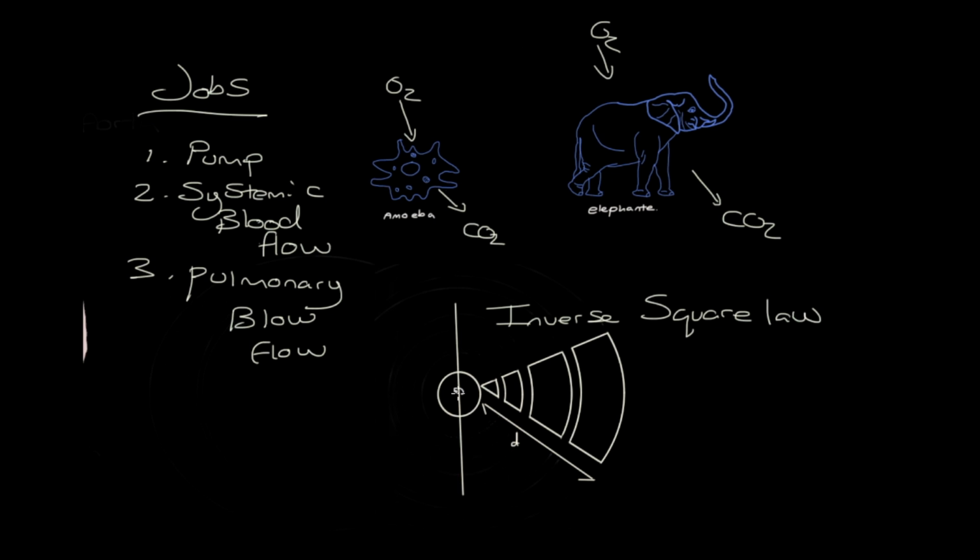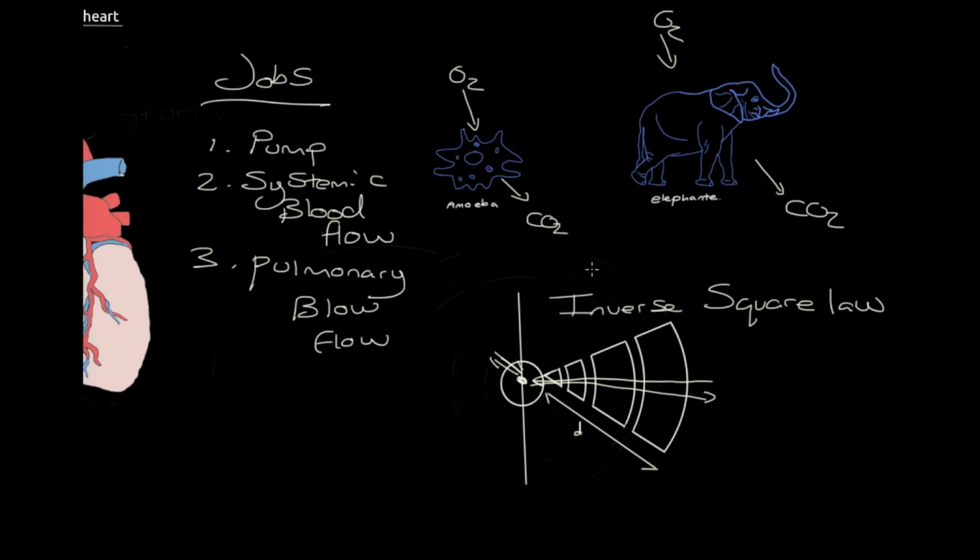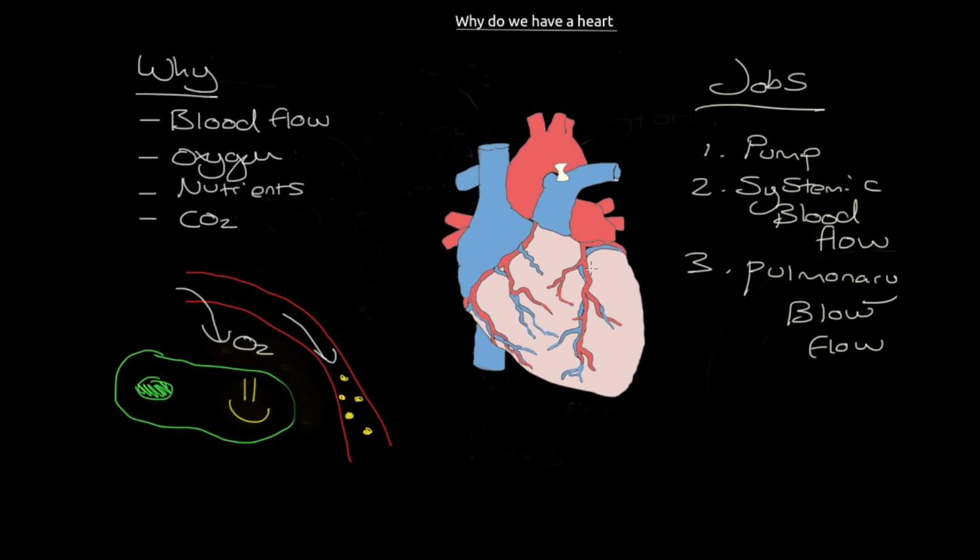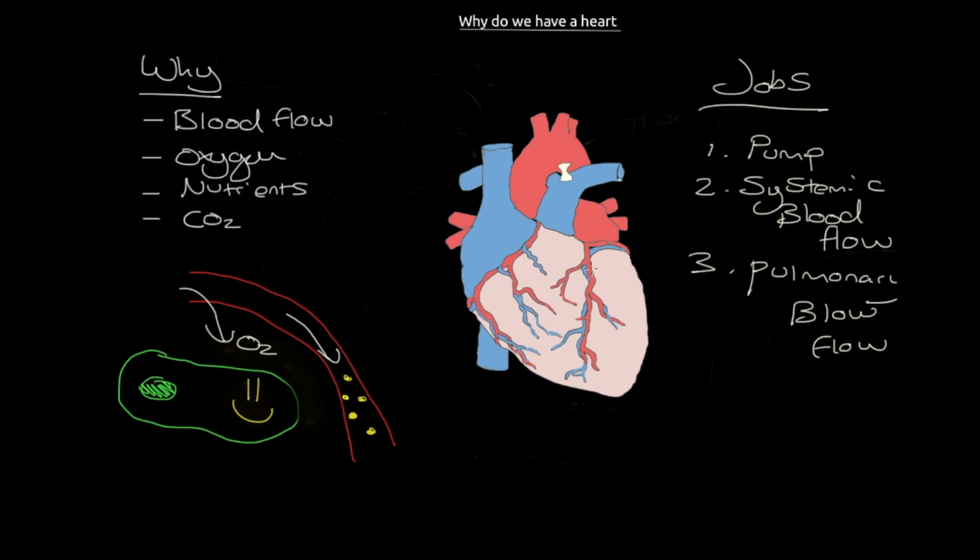So if this is the center of the elephant, or the center of the amoeba even, there's only one layer for the oxygen and the carbon dioxide to pass through, and that's the easy diffusion. But if we were to talk about the elephant, there's now all these layers that we need to go through just to get to the center. And that's not true just for the oxygen coming in, it's also true for the carbon dioxide coming out, which is a lot harder. So that is why we need the heart and the lungs to pump oxygen around the body. So that's basically why we need a heart.